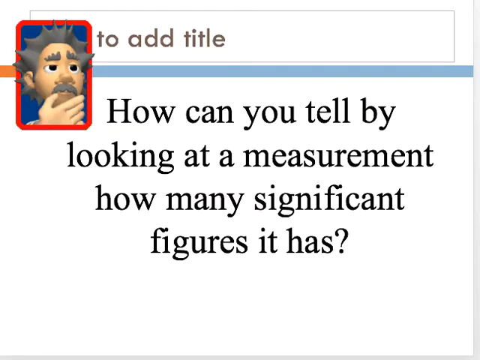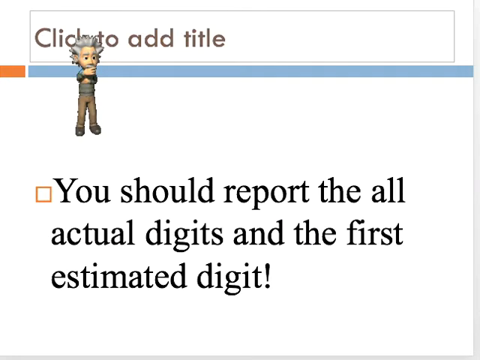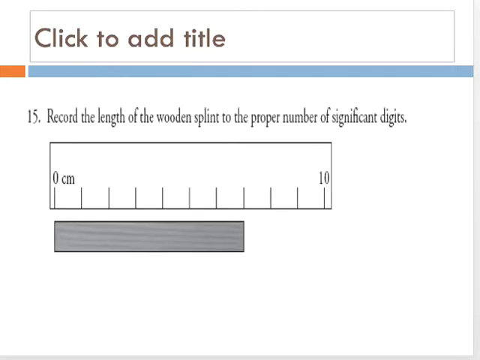So we're going to just practice. We're going to learn how to identify whether a digit in a measurement is significant or not, and then we're just going to count how many in the measurement there are. So again, the idea is you're counting all the actual digits, the ones that have marks, and the first estimated digit. So see if you get this.